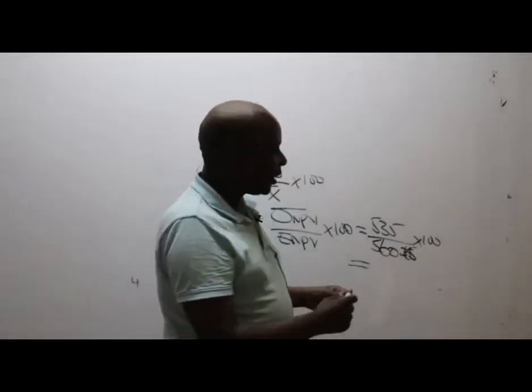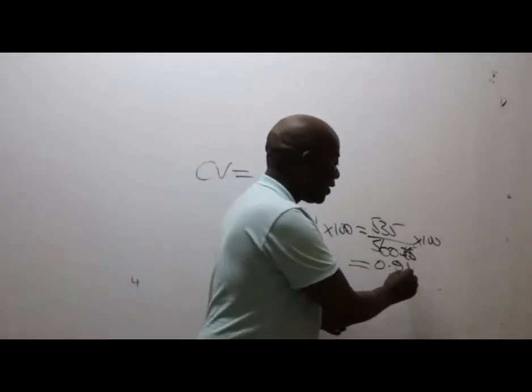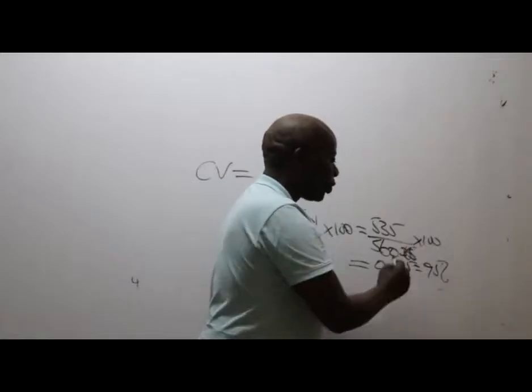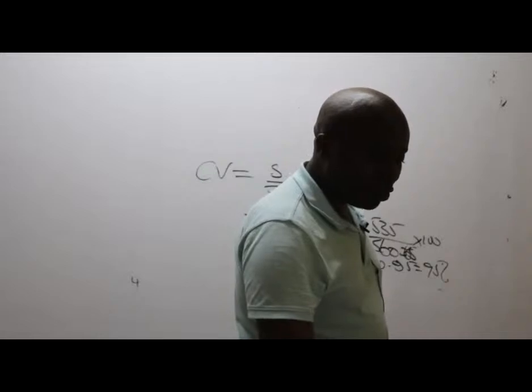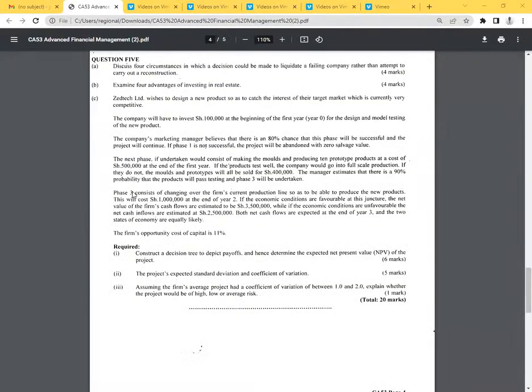So Sasiet tells me 0.95 or 95%. Quite huge. It's quite a high risky project, but depends on the comparator. What are they comparing this against? Let's see here. So when you look at Roman 3, assuming the firm's average project had a CV of between 1 and 2, perhaps could have been 1.5. Explain whether the project would have been of a high, low, or average risk.